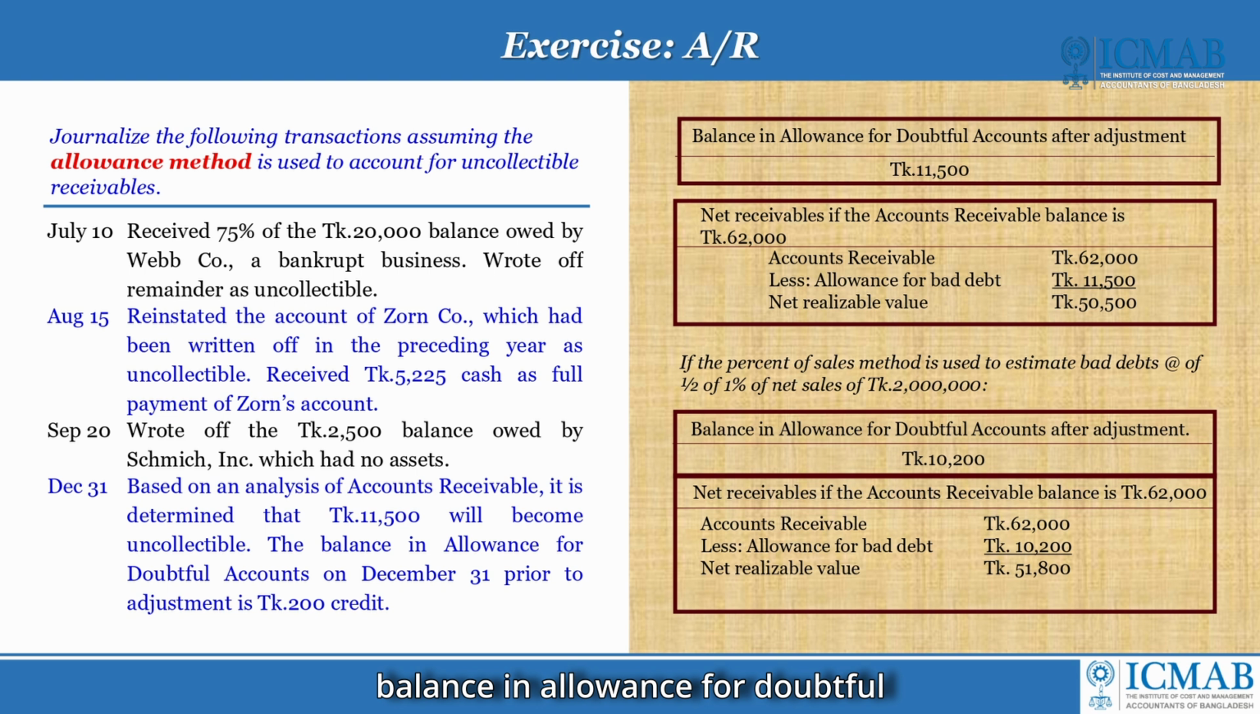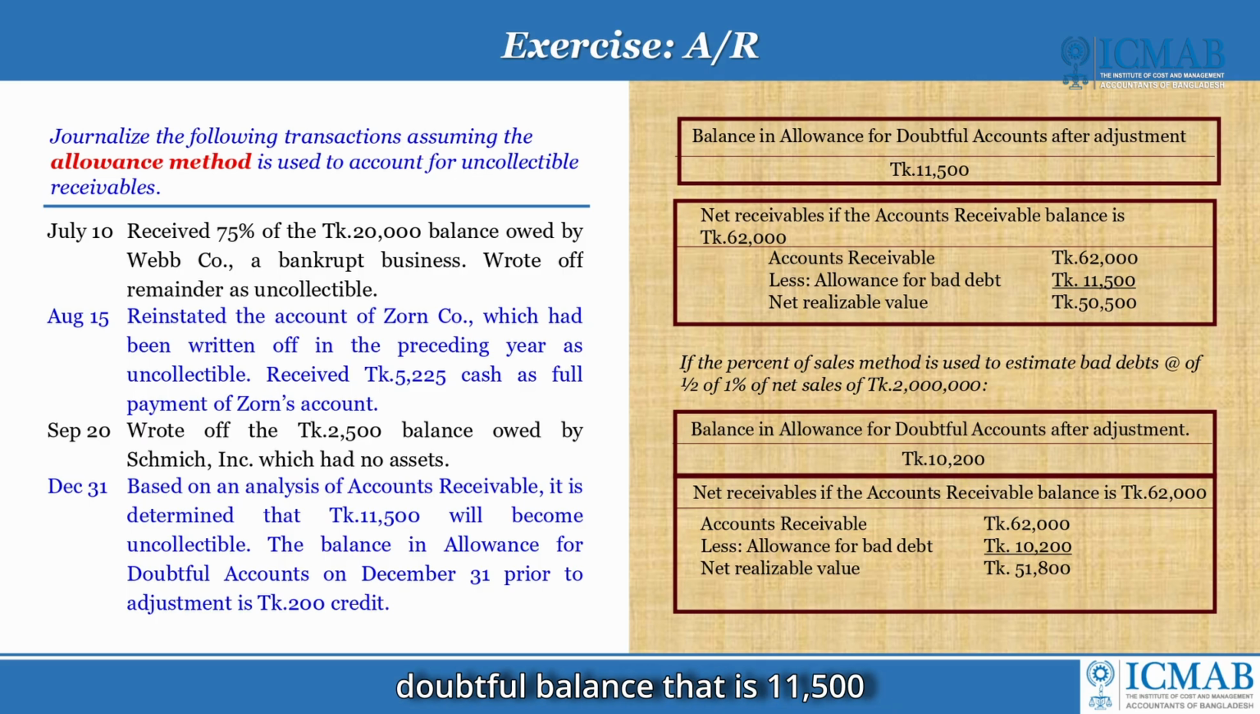On December 31st, based on an analysis of account receivable, it is determined that taka 11,500 will become uncollectible and the balance in allowance for doubtful accounts on December 31st prior to adjustment is taka 200 credit. That means we already have a balance of 200. So in that case, under the percent of receivables method, we have to keep the balance taka 11,300, which will be calculated by deducting 200 from 11,500. So on December 31st, the journal entry should be doubtful debt account debit 11,300 and allowance for doubtful debt account credit 11,300.